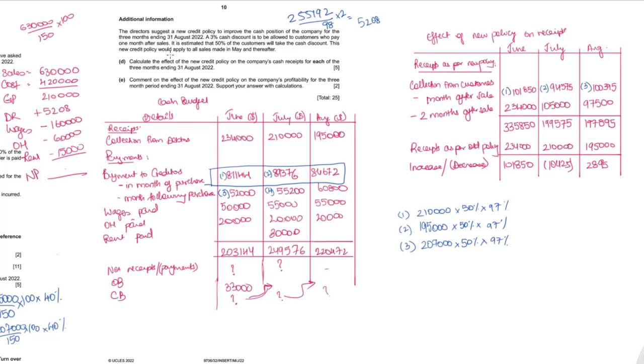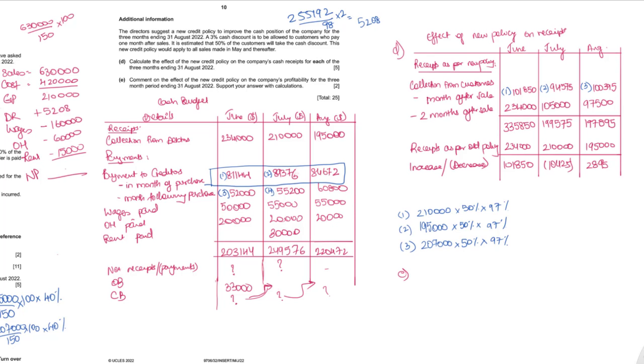So they've just told you to calculate the effect, and we've calculated the effect in part D. Part E, comment on the effect of the new credit policy on company's profitability for the 3-month period. So this policy might also affect the income statement. How will it affect the income statement? It'll affect the income statement because of the discount allowed to customers. Other than that, there will be no change. When you collect the money from your customers, it will not affect the income statement, but yes, the discount allowed will affect the income statement.